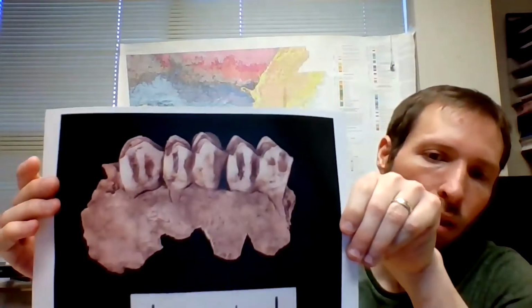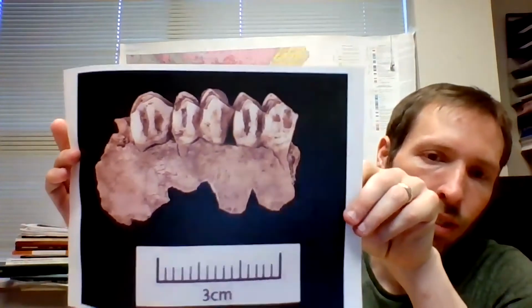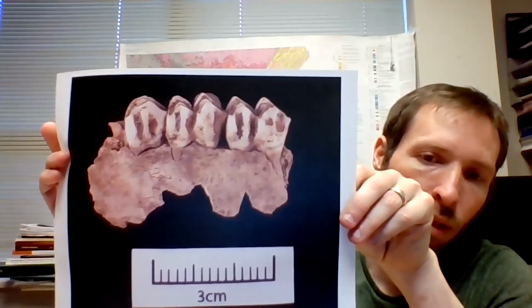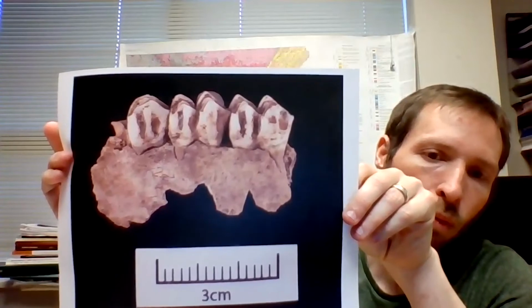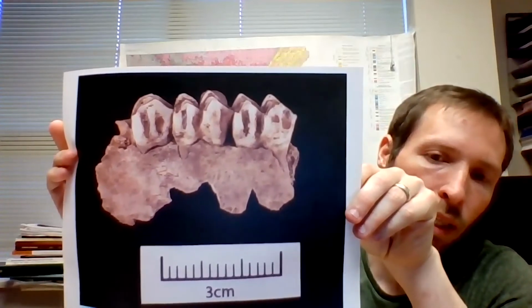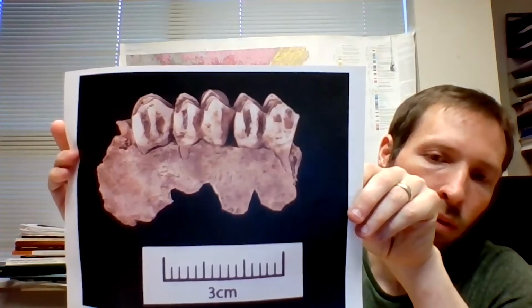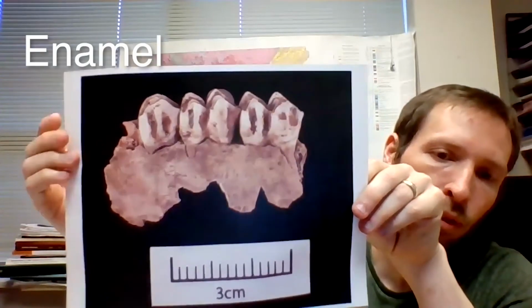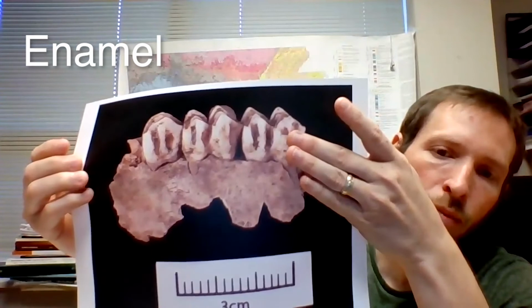So how do we actually use this stuff? For humans and animals, what we can do is look at this. This is a part of a deer jaw with teeth, with deer molars. We take a look at these deer molars, and we can take a portion of the enamel off of the deer molar. It's usually a very small portion.